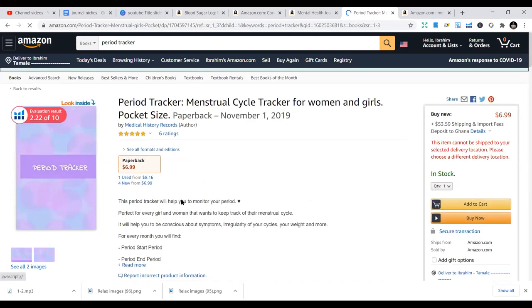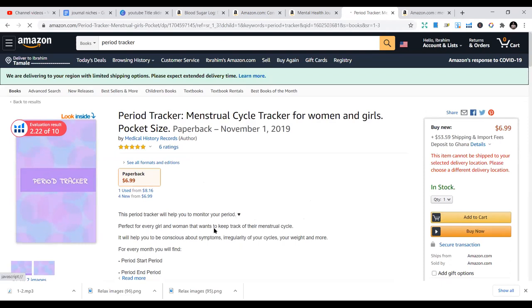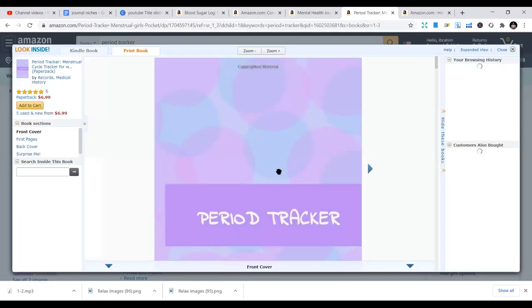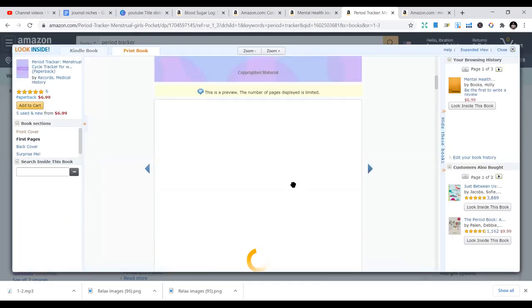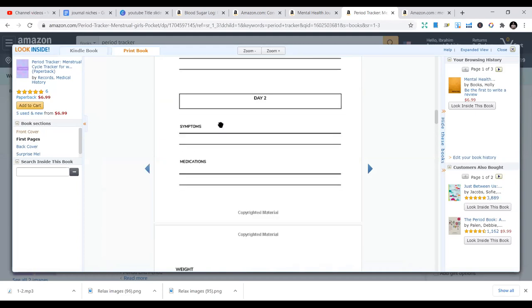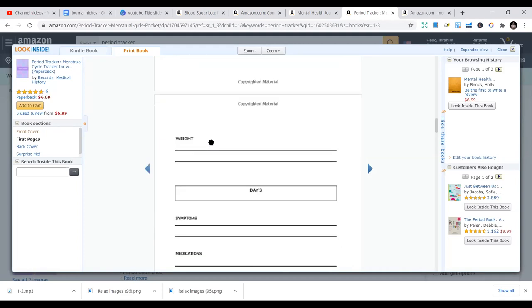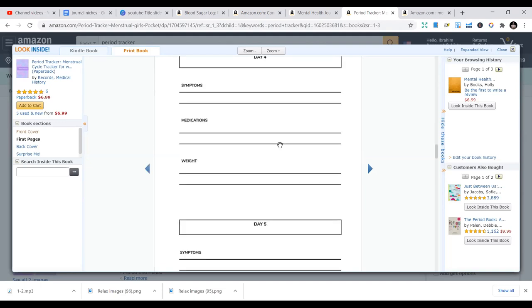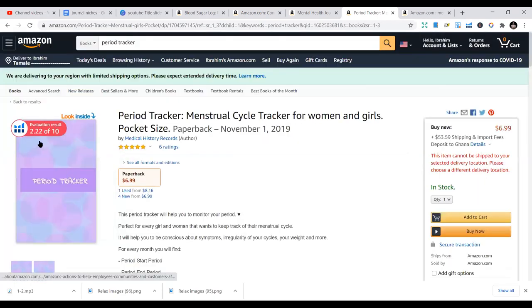So this Period Tracker will help you to monitor your period. Perfect for every girl and woman that wants to keep track of their menstrual cycle. It's pretty simple. It's a simple interior also, where you can track medications, symptoms, weight. You can just track them and do all those things.